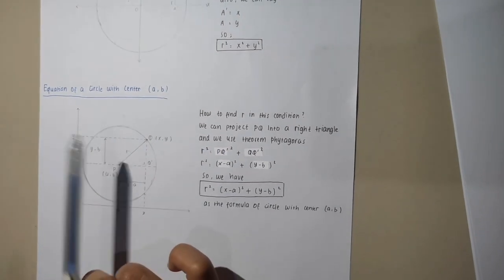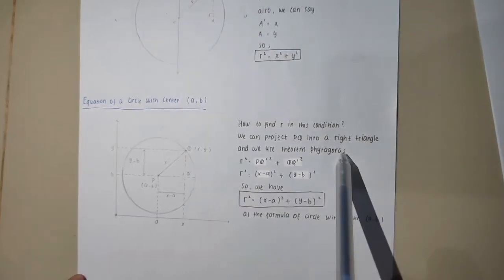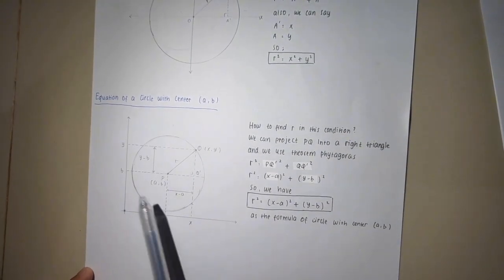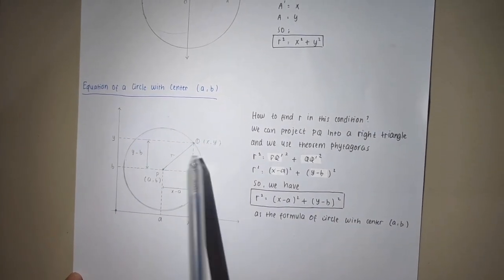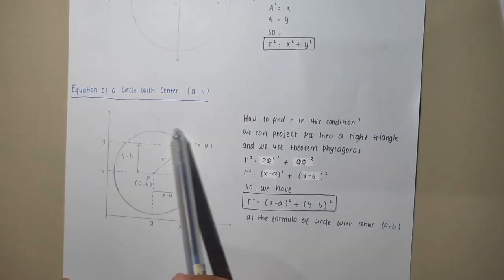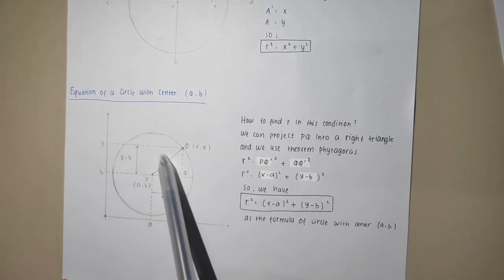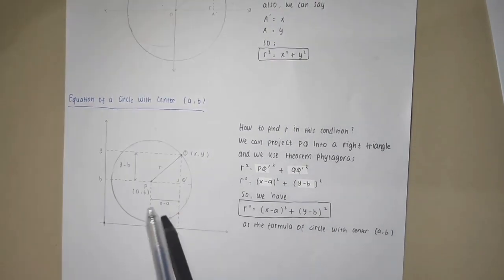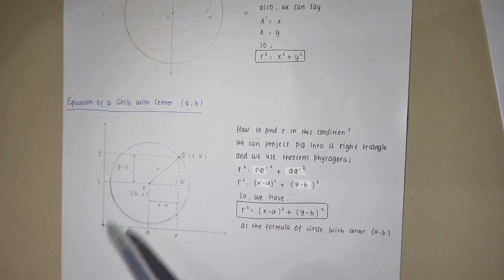Equation of a circle with center (a, b). Here we have a circle with center point (a, b). We make points P (a, b) and Q (x, y) as a radius. To find the radius, we can use the theorem of Pythagoras as before. So, we can project back into a right triangle and use the theorem of Pythagoras.